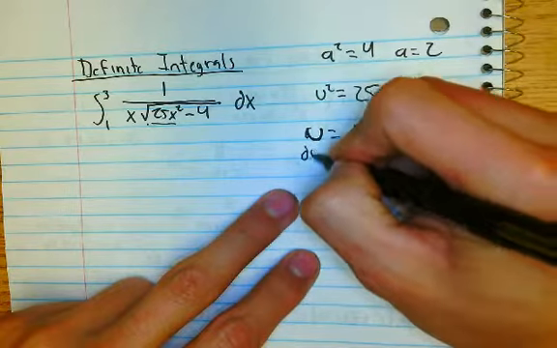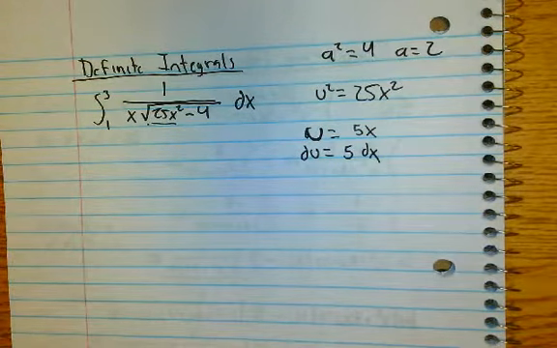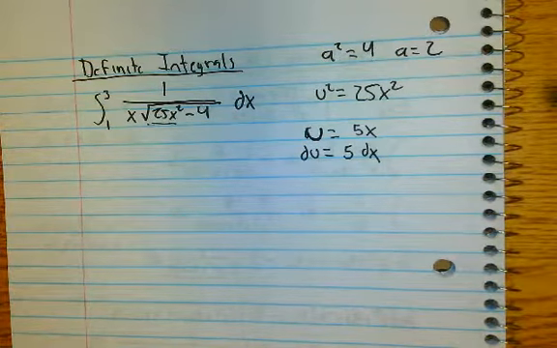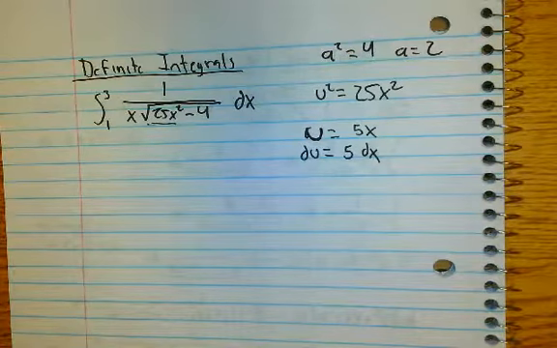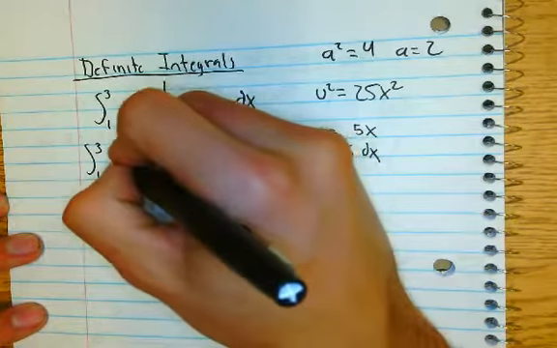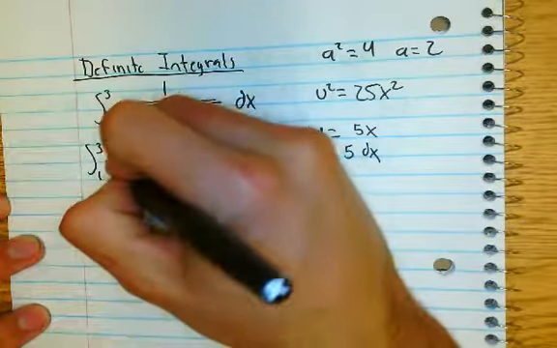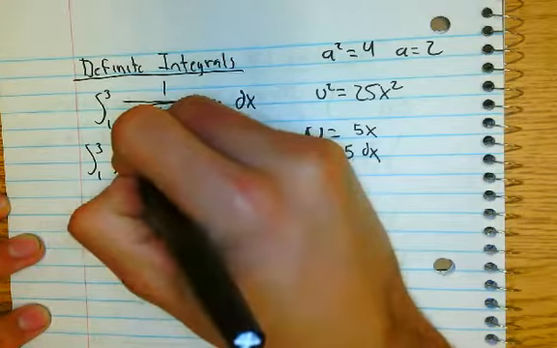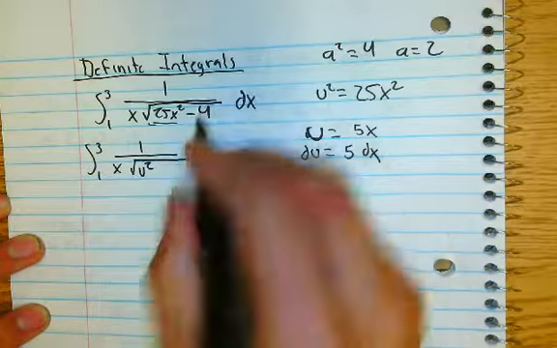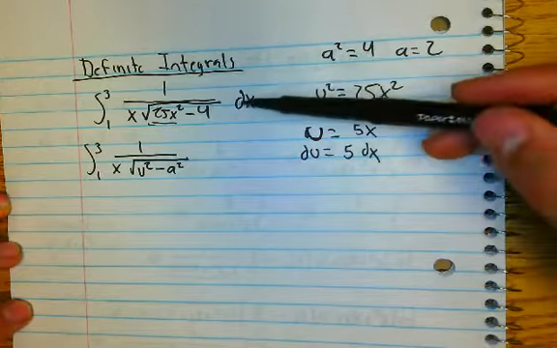Okay, so when I look at this thing, I'm like, okay, if I start making some substitutions in here, let's see how far along I am. So I have 1, and I don't know what x is, so I'm going to have to leave it alone. And then I have the square root of, well, I know that 25x squared is u squared. And I know that 4 is a squared, so minus a squared. Well, I know that du is 5 dx, but I don't have a 5, so I can't make that change yet.